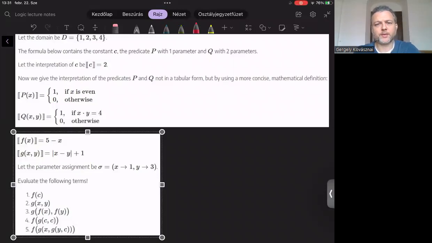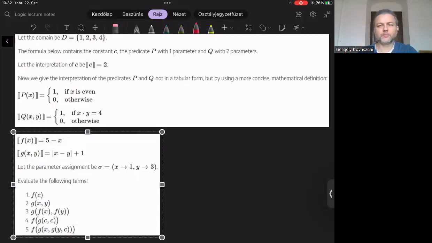The same interpretation is given as in the previous exercises. However, this time, two functions are added to this interpretation. The function f with one parameter and the other function g with two parameters. F, as you can see, subtracts its parameter x from 5, while g subtracts one of the parameters from the other, computes the absolute value of this result, and then adds 1.